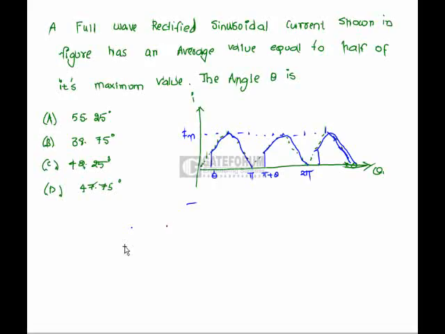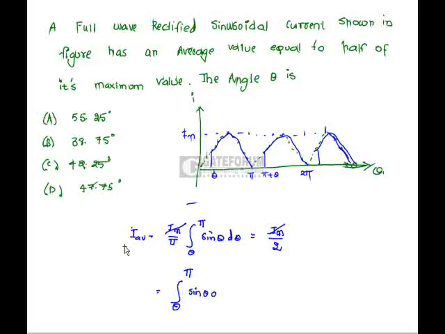The half wave rectified sinusoidal current shown in the figure has an average value equal to half of its maximum value. The angle theta is... here the signal exists from theta to pi. Hence the average value I average equals Im by pi integral from theta to pi of sin theta d theta, which is given in the question itself to be half of its maximum value. So Im gets cancelled.